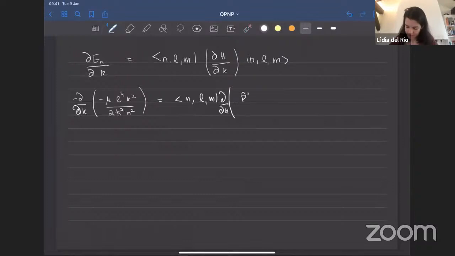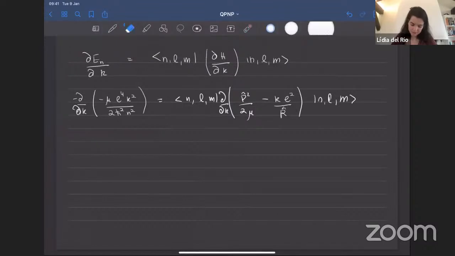So we have p squared over 2 mu. Here there's no k, so the derivative of this part is going to be 0. And for the second part, we have minus k e squared over this operator r, and n l m. Okay. So we just do the derivatives on both sides. Why is there a minus here? Okay. Good. So we do the derivative on this side.